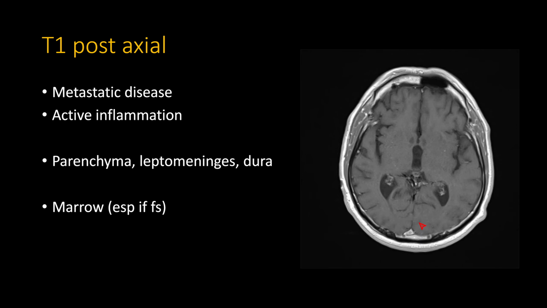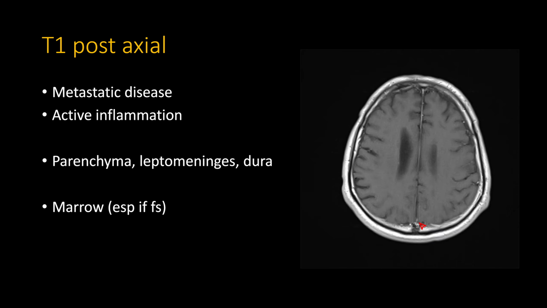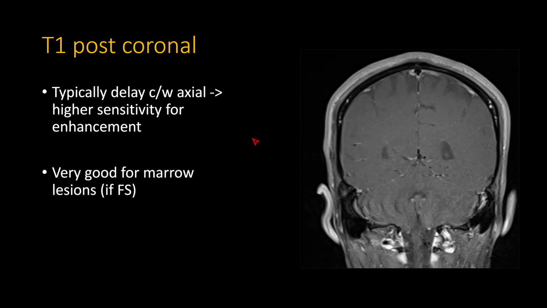Now, T1 post is also very good for interrogating the marrow, but typically only if it's done with fat saturation. If it's done with fat saturation, it's pretty good for looking at the marrow. Finally, I take a look at the T1 post in the coronal plane. Typically the coronal is delayed after the axial, so there is a few minutes of delay from when the contrast is administered to when they get the T1 post axial and the T1 post coronal.